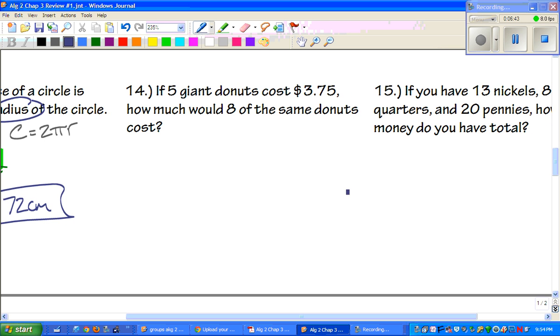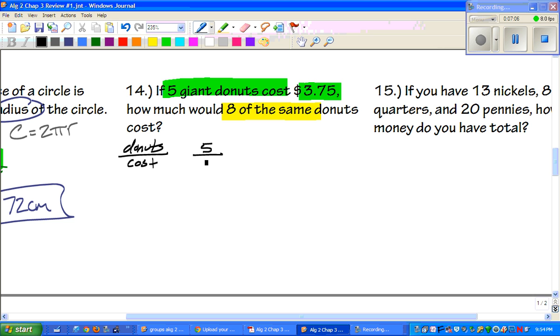All right, number 14. If 5 giant donuts cost $3.75, how much would 8 cost? So right here, you can do two different things. We've talked about doing proportions, where it's the donuts over the cost. We know 5 donuts cost $3.75. You want to find out how much 8 cost. So you can cross multiply and find out.